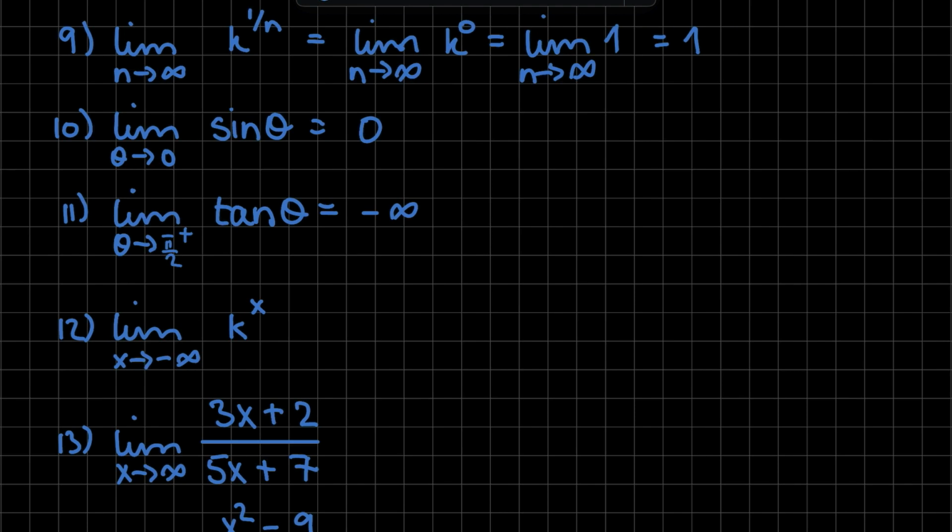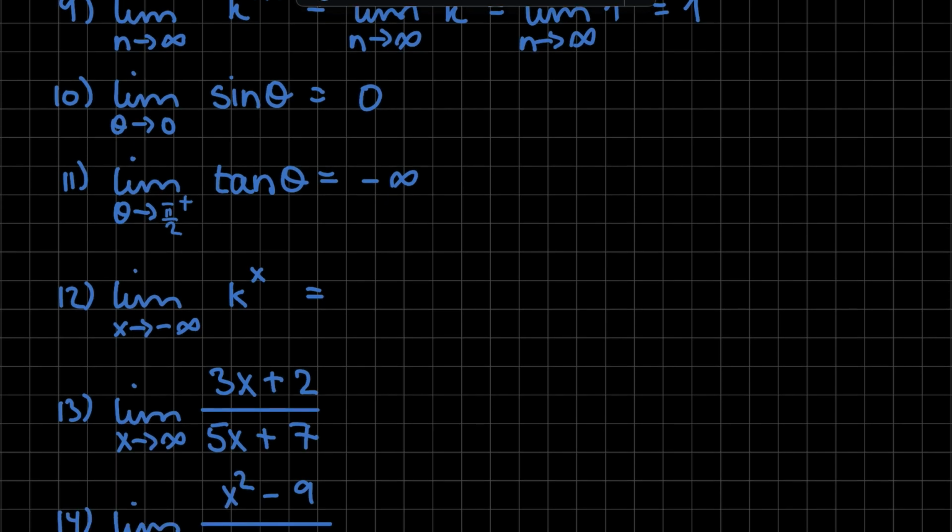Okay, so again, k is just some constant. Now, if x is tending to negative infinity, that's the equivalent of rewriting this as the limit as x tends to positive infinity of 1 over k to the x. So we've gotten rid of the negative sign, but to cancel that out, we've taken the inverse, because a negative sign in the exponent, like we used to have, has the effect of taking the inverse.